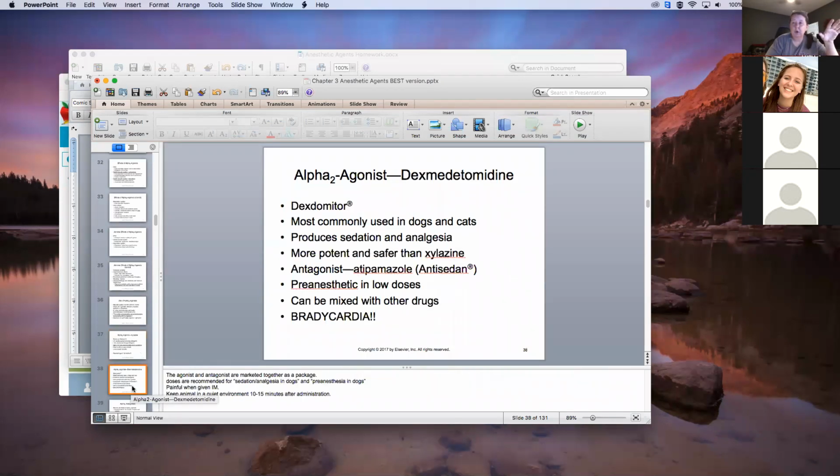Now, dexmedetomidine is more expensive. Think more letters, more expensive. But that's more dogs. Dexdomitor dogs. Just came up with that. It is more potent and safer. It still has all the side effects. You can definitely get into some major side effects with dexdomitor, but it's more receptor specific. It binds better, so you have a better chance of having less of these side effects.